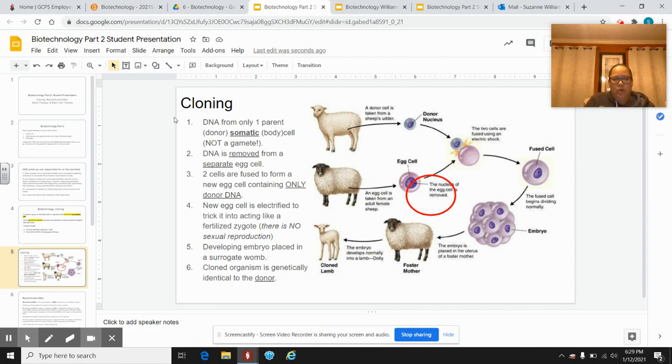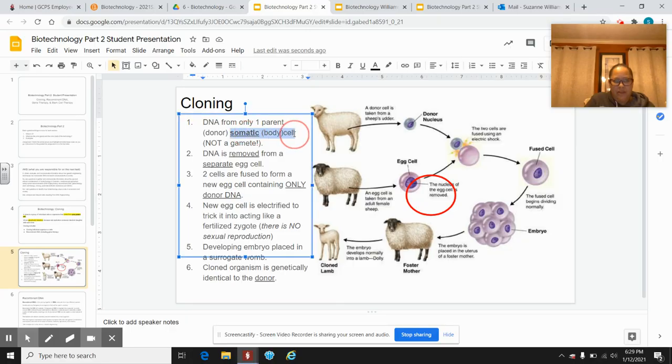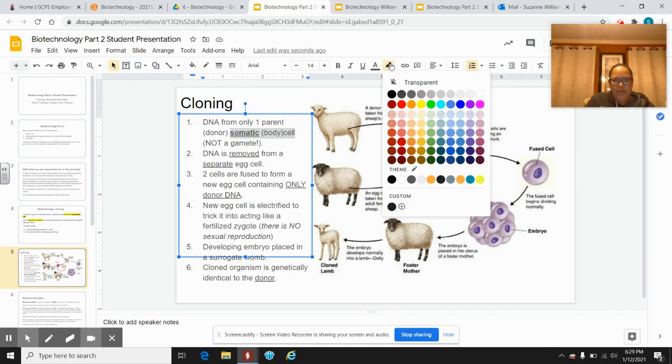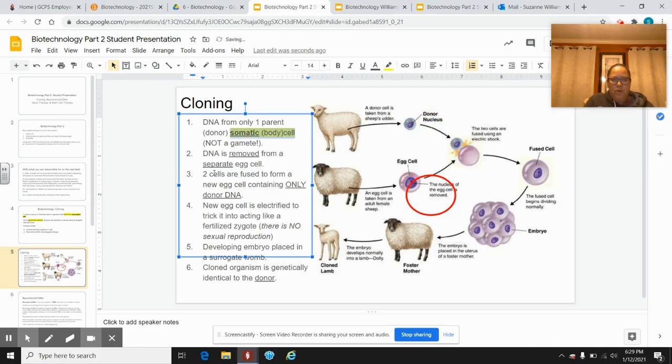Okay, so the DNA comes from a somatic body cell. That's where it comes from. Okay, and then a separate sheep donates an egg that basically becomes a vessel. They take out the DNA from the egg, and so the egg is just an empty, like a cup, basically. Okay, all right, so the DNA is removed from a separate egg cell.